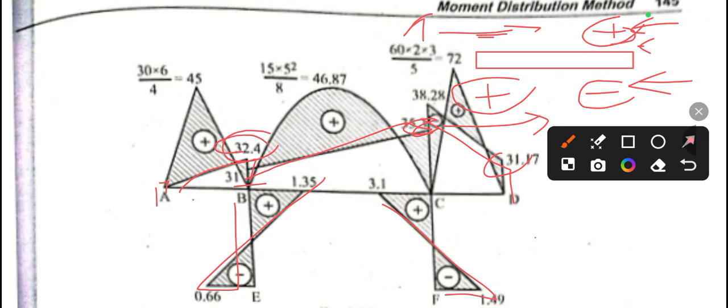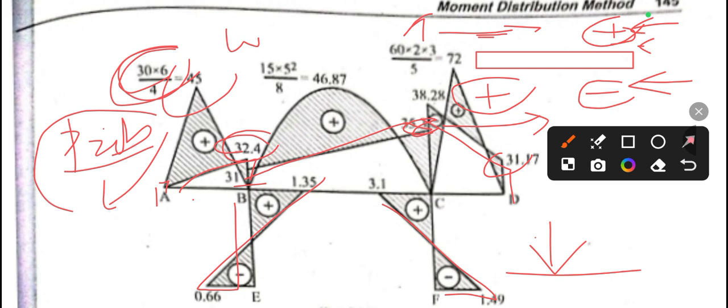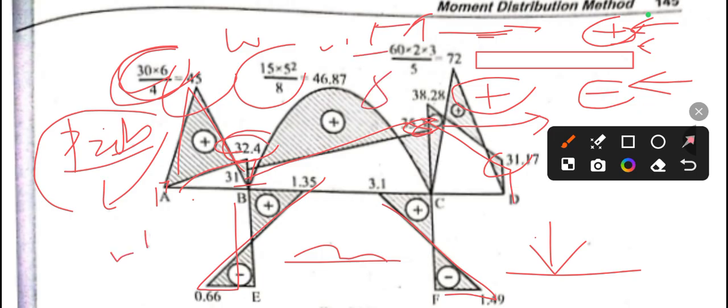And now we have the point load. Whenever we have a point load, we have to apply this formula, PAB by L. We can also apply the W formula, but I suggest you always apply PAB by L. P is the point load, and A and B are the distances, and you get 25. So we have to put it like this. And for the UDL, we have to apply the formula WL squared by 8 for the maximum moment, and you get 46.8. So you have to make a curve.